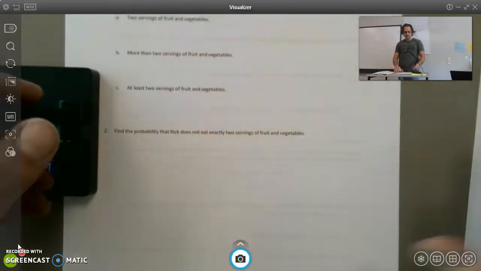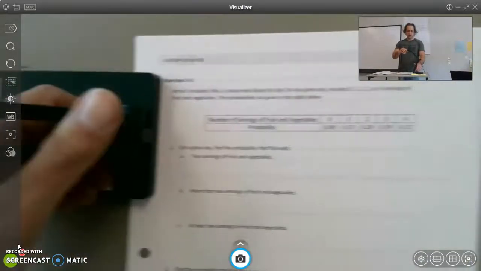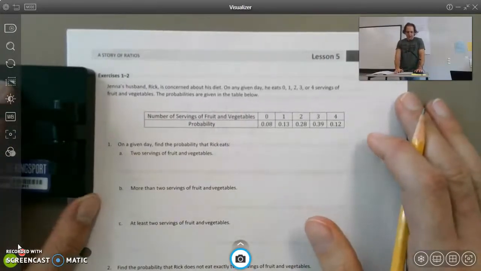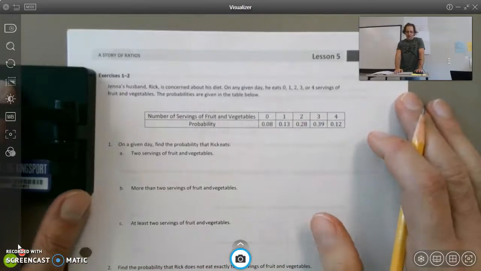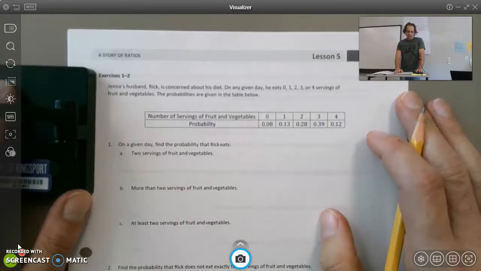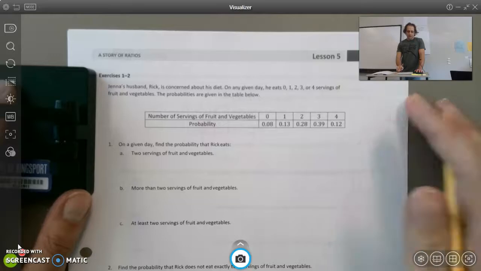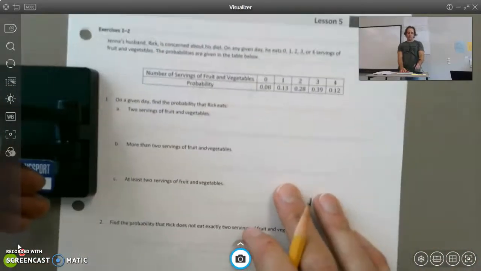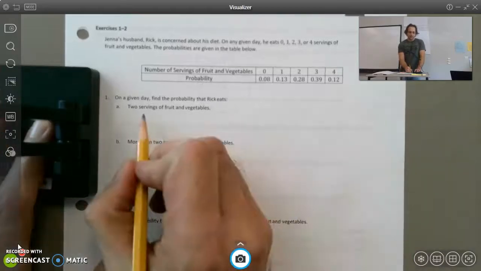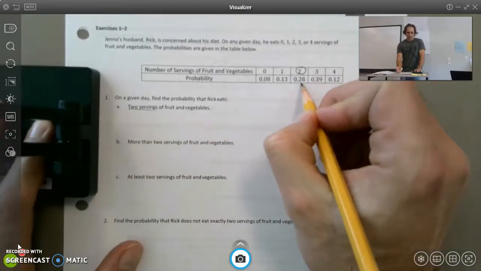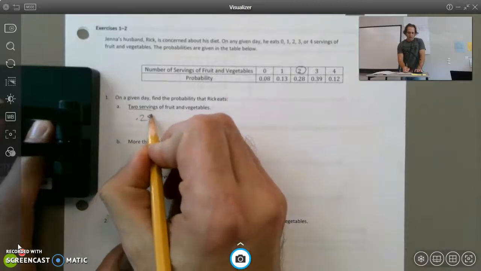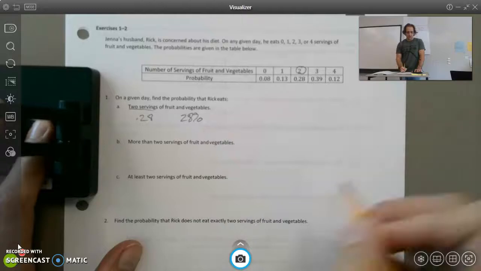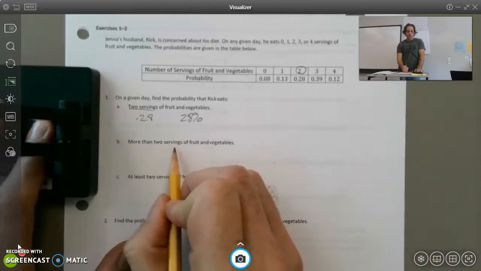Let's look at another example. Here, Jenna's husband, Rick, is concerned about his diet. Me too, Rick. Me too. On any given day, he eats 0, 1, 2, 3, or 4 servings of fruits and vegetables. The probabilities are given in the table below. On a given day, find the probability that Rick eats 2 servings of fruits and vegetables. So that would be exactly 2. So if I look here, 2 has a 28/100ths chance, or 28% is its equivalent. 28% is our probability.